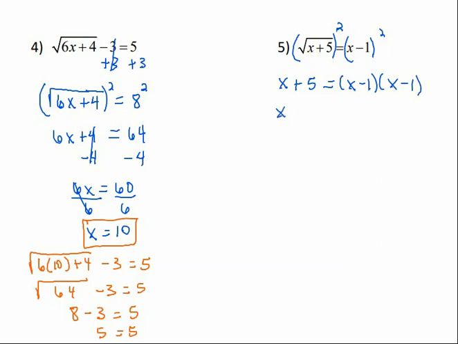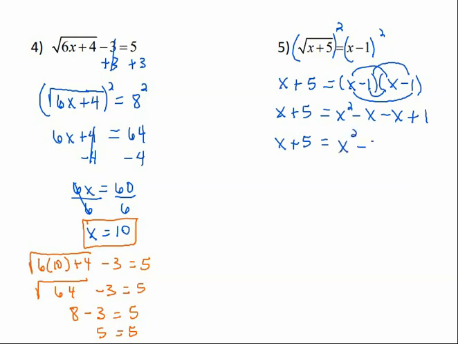All right, so I get x plus 5 equals, that would be x squared minus 1x minus 1x plus 1. All right, so now I am going to combine my like terms. That gives me x squared minus 2x plus 1.